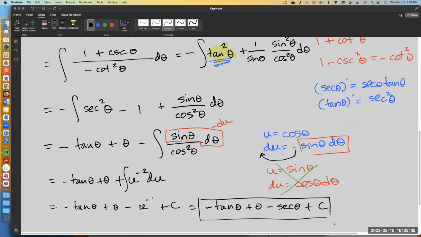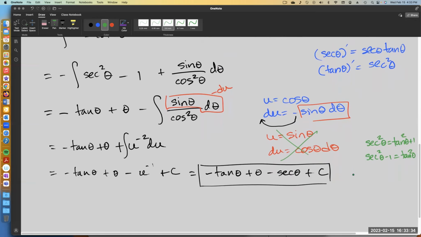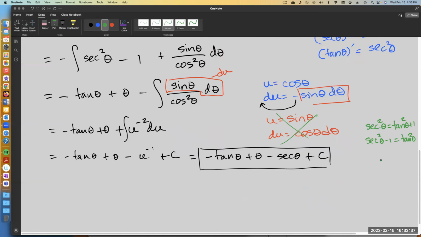Could you explain how you got tangent squared into secant squared minus 1? Because our identity says that secant squared of theta is tan squared plus 1. So that's our Pythagorean identity. And so if you subtract 1 from both sides, tan squared is secant squared minus 1. Okay, that makes sense. Remembering these identities can be tricky.